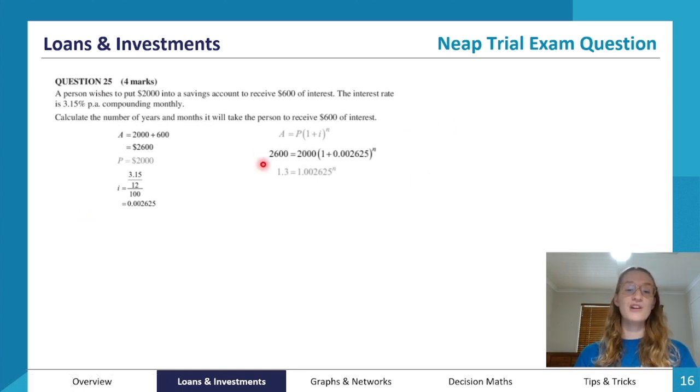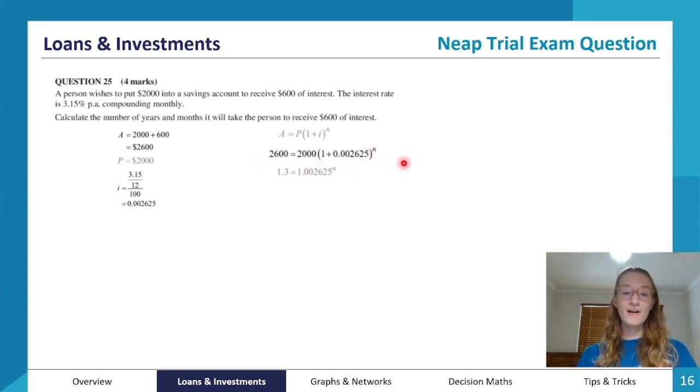So now we can substitute it into our formula. We know that A is $2,600. We know that P is 2,000. We know that in our brackets we'll have 1 plus the value for I. And that just leaves us with N as our unknown, which makes sense because the question is asking us to calculate the number of years and months it'll take for the person to receive $600 of interest. So the unknown is the time period. So that's the N, that's what we're trying to find out.